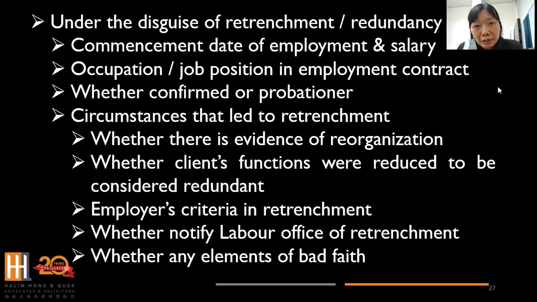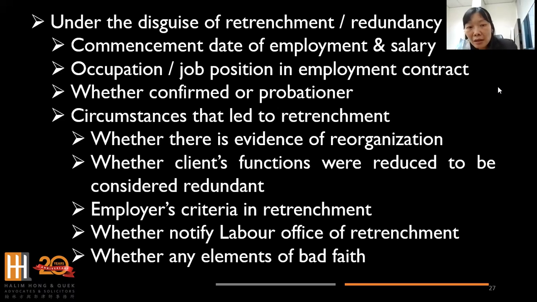So you still need to get the commencement date of employment, salary, their occupation, whether in their employment contract they are confirmed or probationer, and the circumstances that led to retrenchment. Whether there is evidence of reorganization, you need to get this. If there are documents, you need to get them from the client, it could be a memo or a letter from the employer saying we are currently going through reorganization. This is important because it may affect the client's function, which will be reduced and considered redundant because of the reorganization. So is there evidence of reorganization, and did the reorganization affect the client's function?